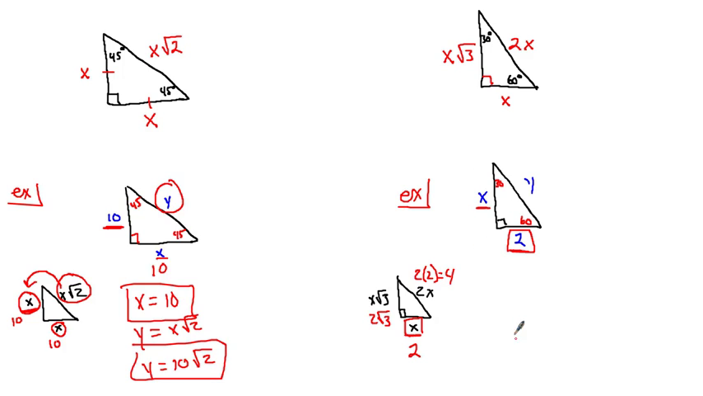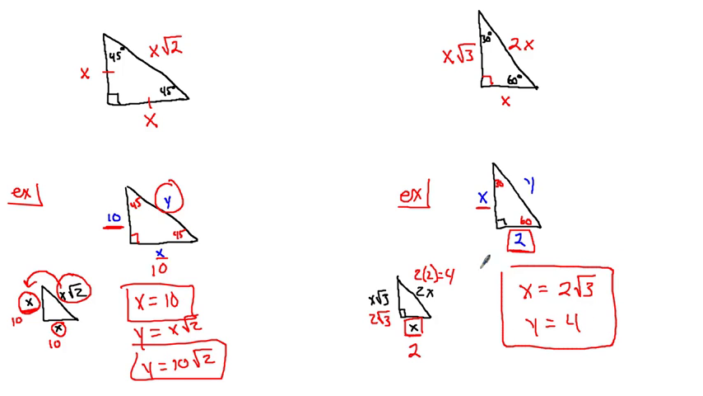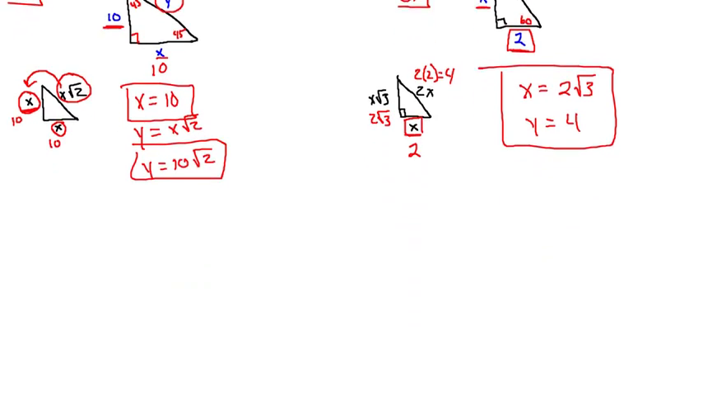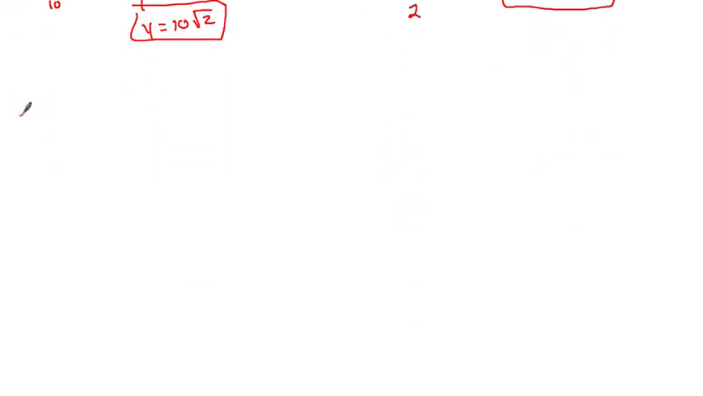So back to our problem now. It's like we stepped into our little sketch for a minute. Now we're going back to our regular problem. X equals 2 times the square root of 3, and y equals 4. Okay? Not so bad. I promise after a couple thousand examples, it'll seem a lot easier.